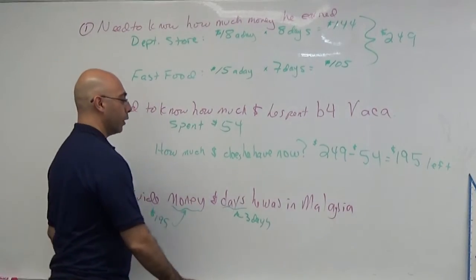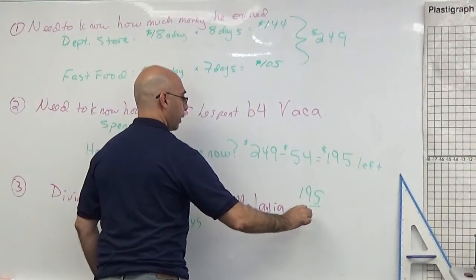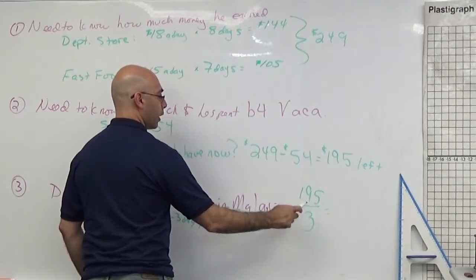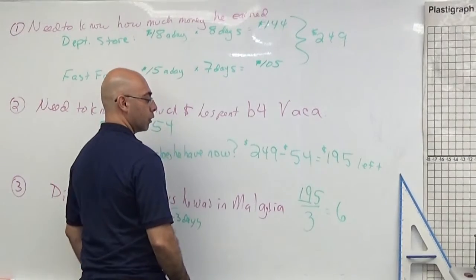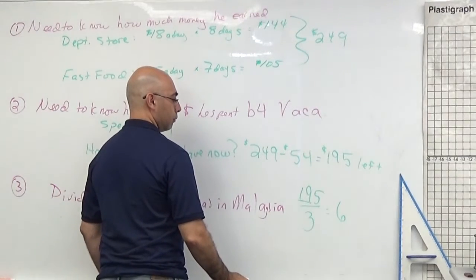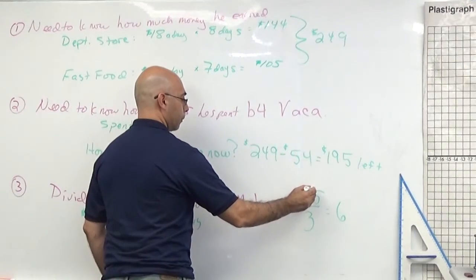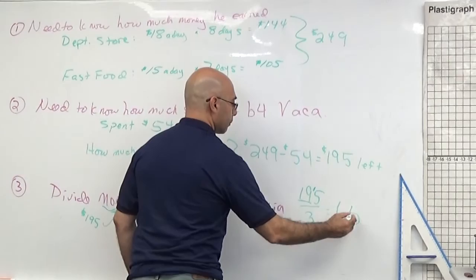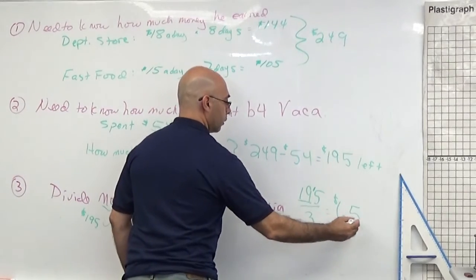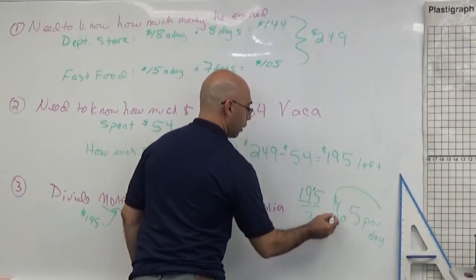So now I just divide 195 divided by 3. How many times does 3 go into 19? 6 times. How much is left over? 1 is left over. Now I have a 15 here. How many times does 3 go into 15? 5 times with nothing left over. So he spent $65 per day while he was in Malaysia.